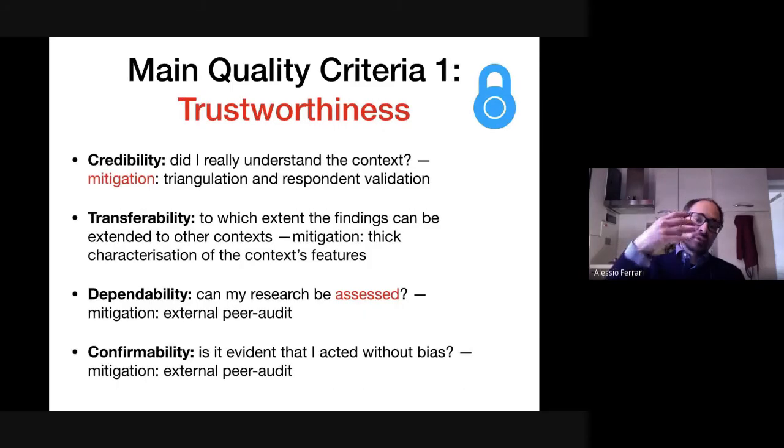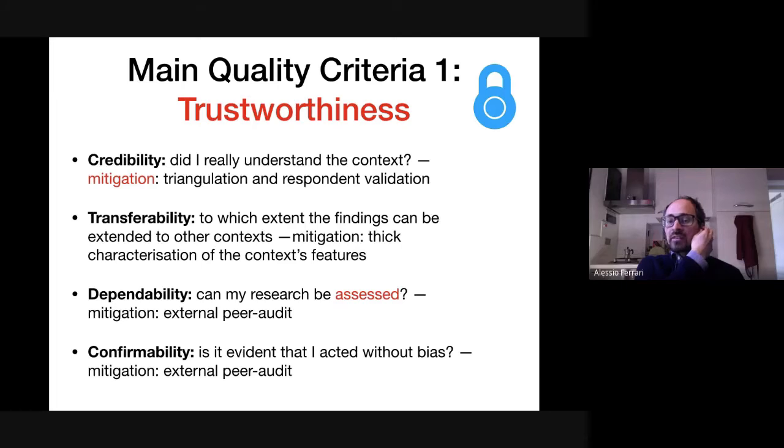Trustworthiness is related to these four quality aspects. One is credibility, which is, did I really understand the context? Of course, mitigation is mitigation. The strategy that I adopt to increase my credibility is the triangulation and responder validation.